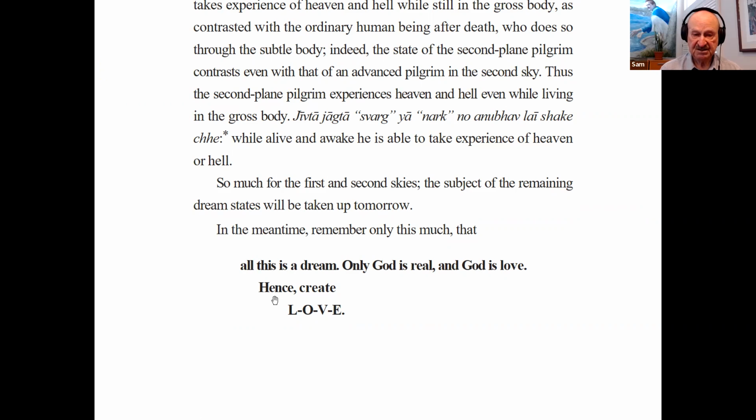So much for the first and second skies. The subject of the remaining dream states will be taken up tomorrow. In the meantime, remember only this much, that all this is a dream. Only God is real, and God is love. Hence, create L-O-V-E, love.